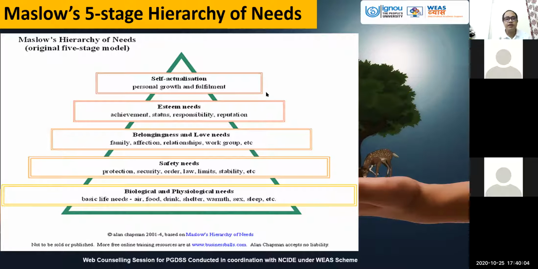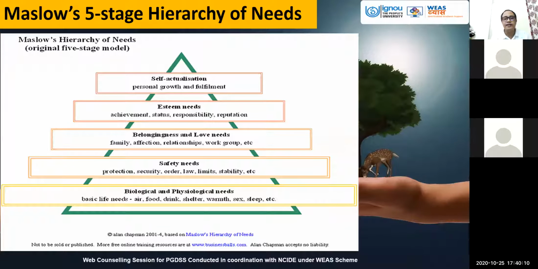When you have your basic life needs, your food, drinking water, then proper shelter, and other biological and physical needs, now you need the next hierarchies. You need to have basic safety needs, that is protection, security, order, law, limit, stability. When you have that, then comes the need of belongingness and love, that is belongingness in which family, belongingness in which community, and belonging to which state, which nation, that will come.